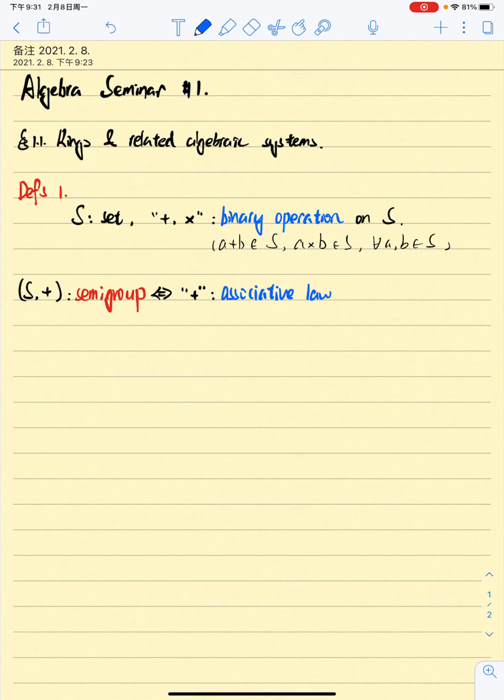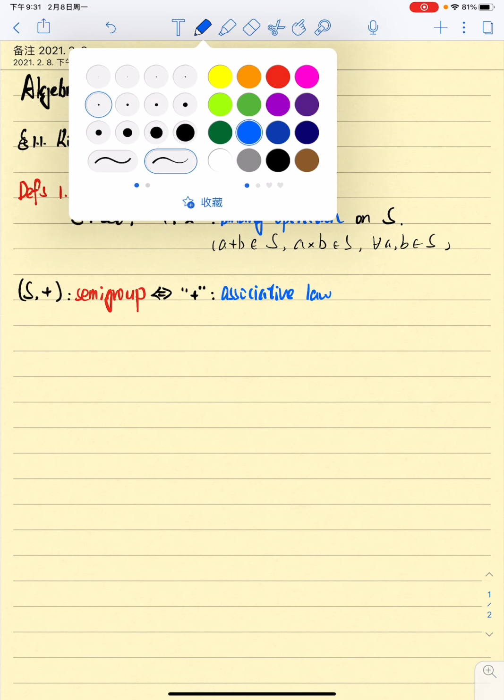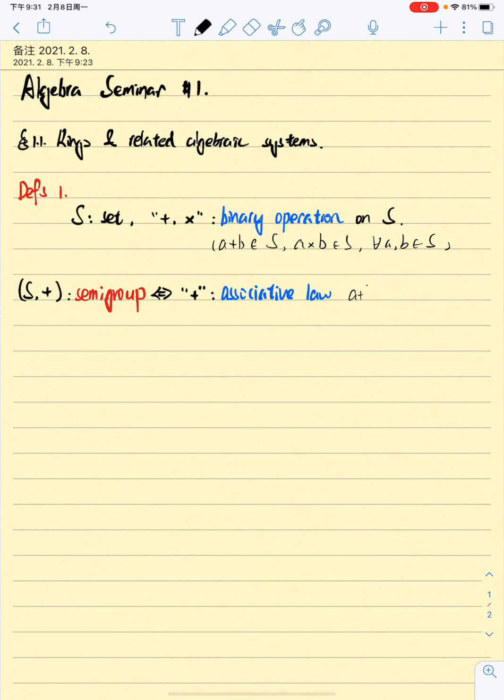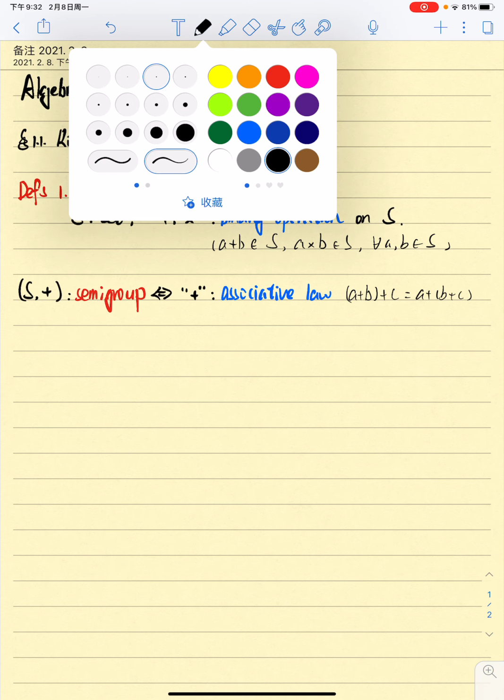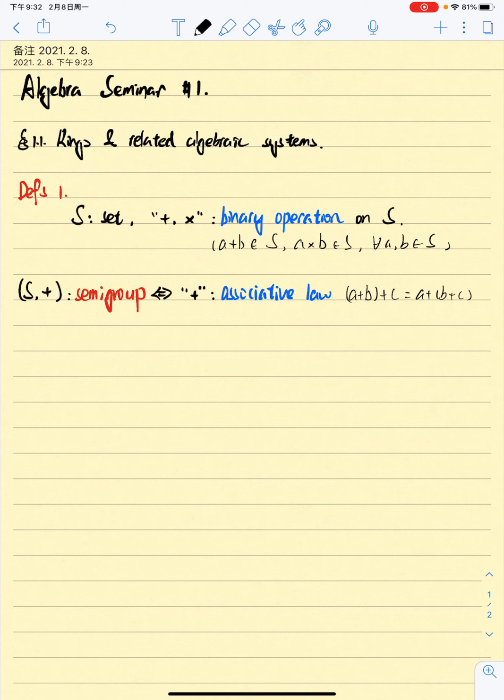And the associative law means the sum of A, B plus C equals A plus the sum of B and C. And we call the system a monoid.